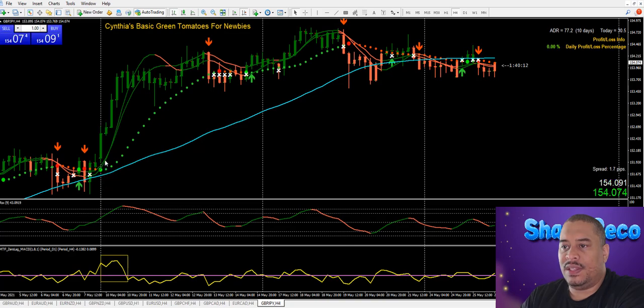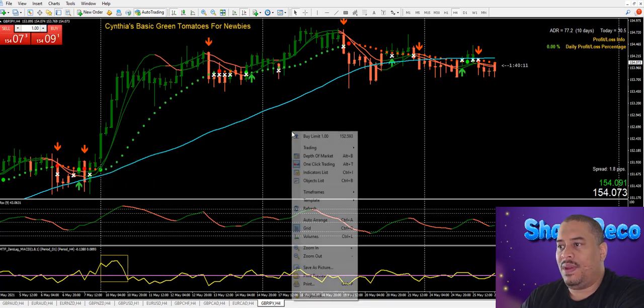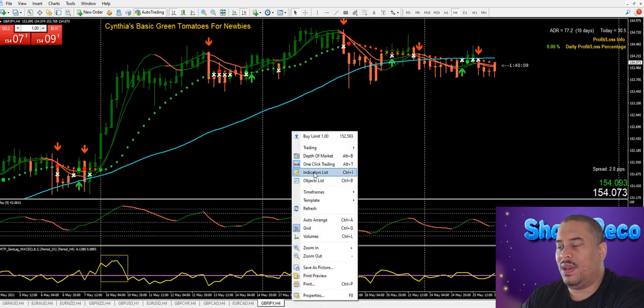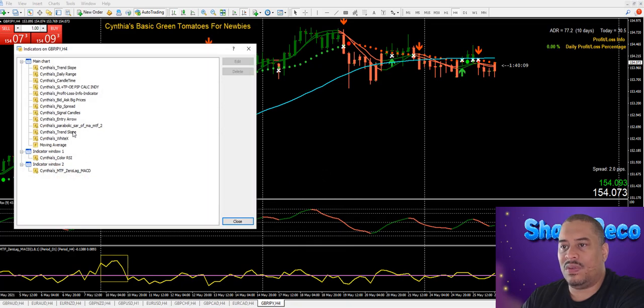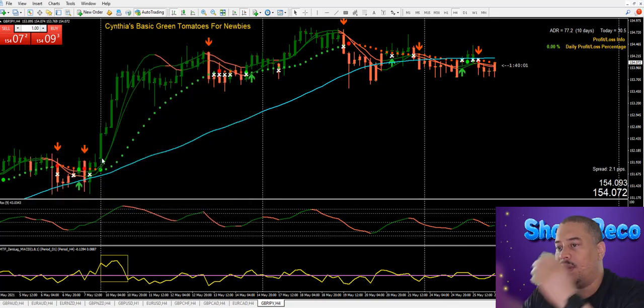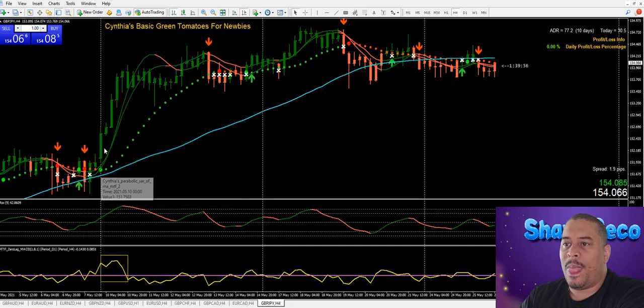Double green lines, right? Matter of fact, let's take a look at what these green lines are called. I keep forgetting what they're called. Trend slope. Those are called trend slopes, right? So these double green lines right here are Cynthia's trend slopes, right? And then you have the green candle. Of course, all this is dealing with the buy, right?